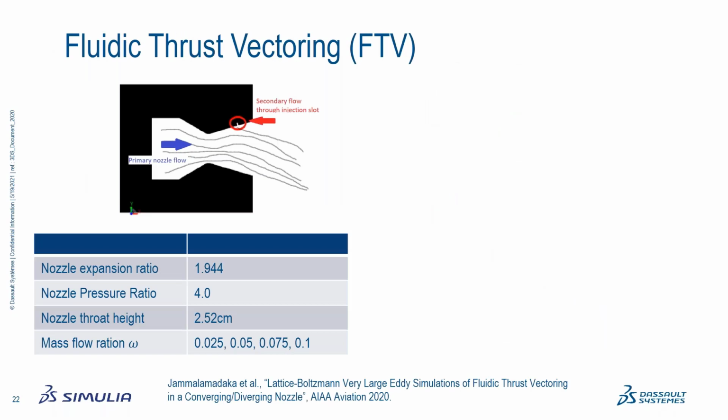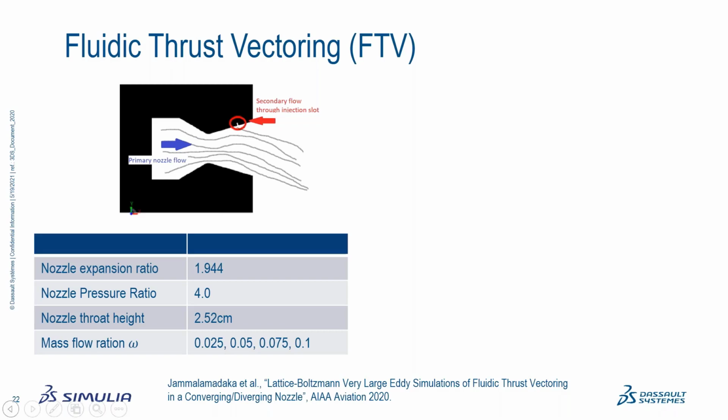Another interesting test case is a nozzle with fluidic thrust vectoring. What this means is shown in the image on the top left. We have a primary nozzle flow where the blue arrow is pointing, and we have a secondary flow through a very, very tiny injection slot. And how this can be used is by injecting a mass flow into the nozzle. We can actually turn the jet into a desired direction.